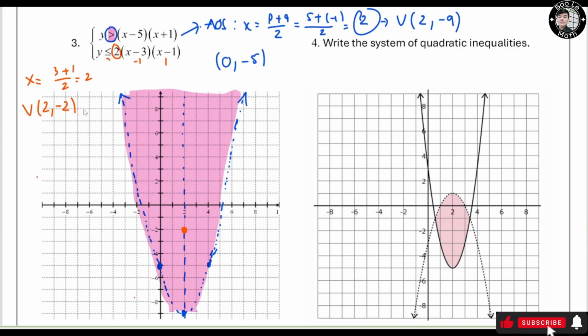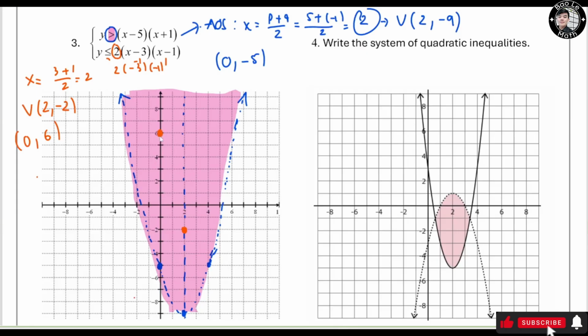Now we need to find the y-intercept. So we're going to let x equal 0 and substitute. We have 2 times negative 3 times negative 1, so it could be 6. So x equals 0, y equals 6, it could be right here.